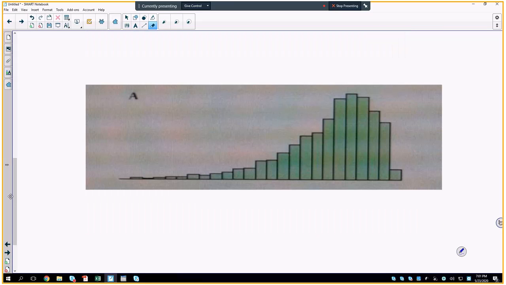The next picture is also not symmetric, but this one has a long tail on the left, so this is a left skewed distribution. And so we'll remember that the mean is less than the median is less than the mode.